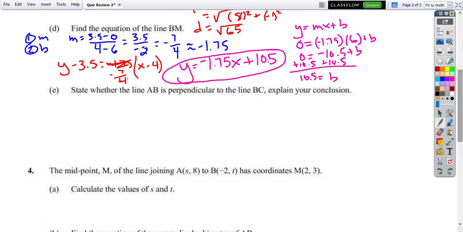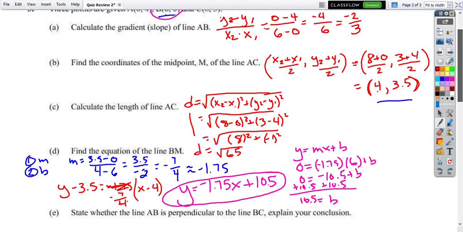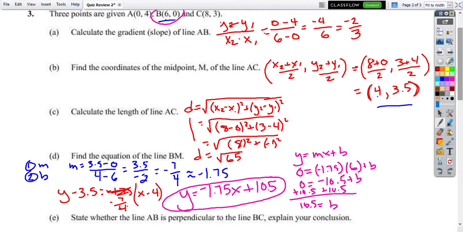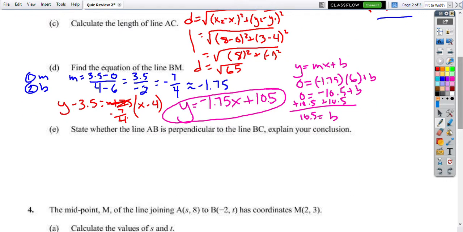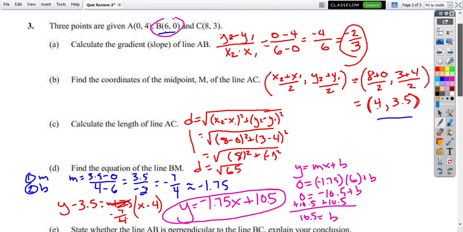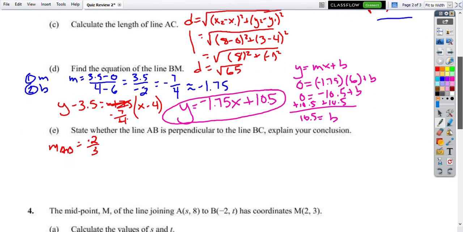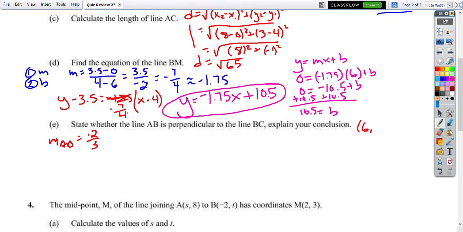All right, whether AB is perpendicular to line BC. So AB we know has a slope of negative 2/3. We want to find the slope of BC. Okay, that's a terrible looking negative 2/3. Let's go back and change that for a second. We're going to need to find the slope of BC, which is 6, 0, and 8, 3. So 6, 0, and then 8, 3.